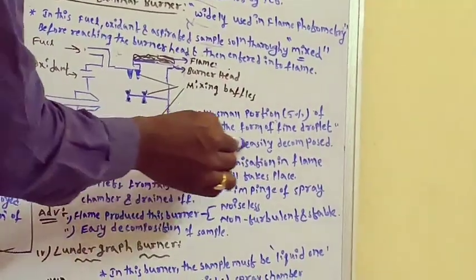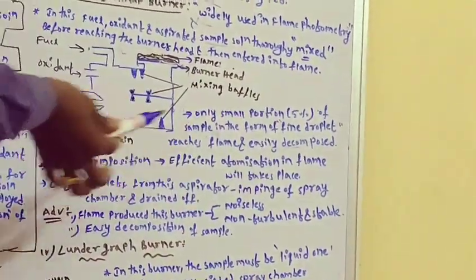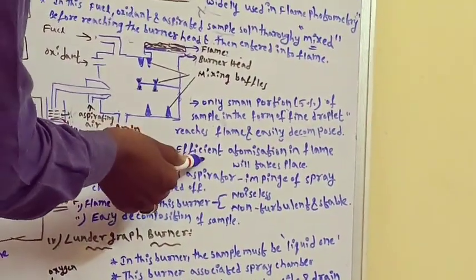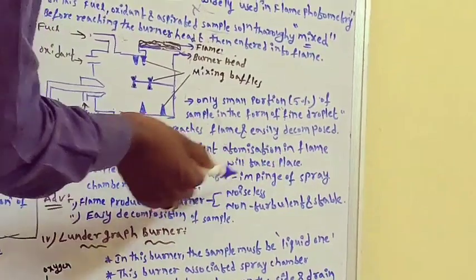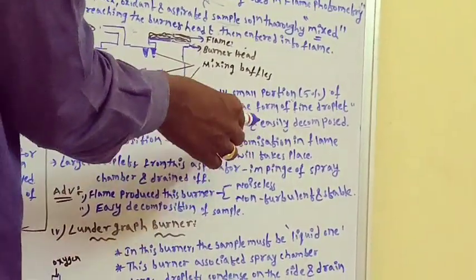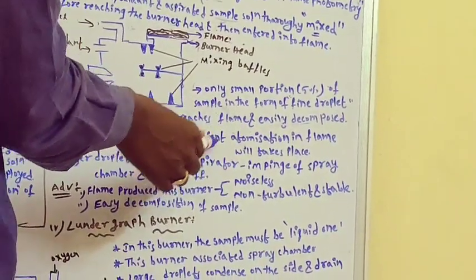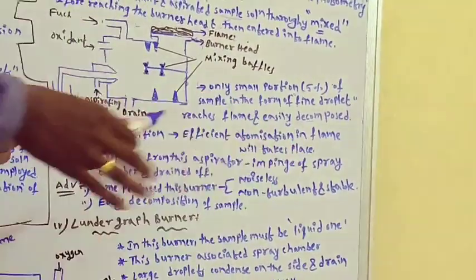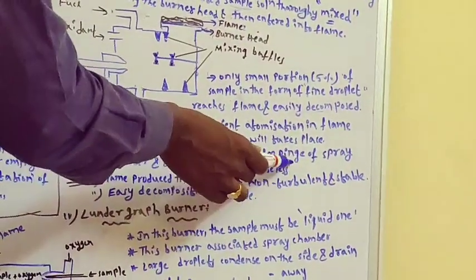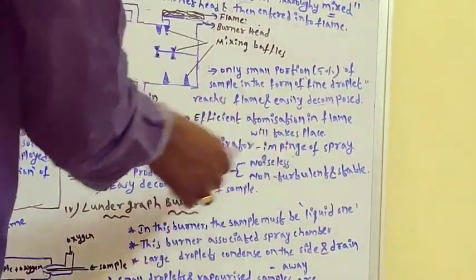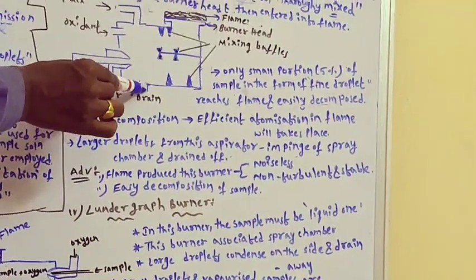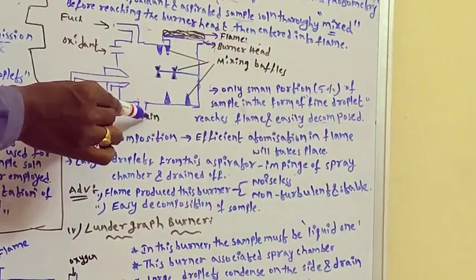Okay, here you can see easy decomposition. What is meant by easy decomposition? Easy decomposition is nothing but efficient atomization in the flame. Whatever reaches the flame will undergo atomization very efficiently. Then larger droplets from the aspirator impinge on the spray chamber and drain off. Here this is the drain way. The larger droplets will be removed this way.